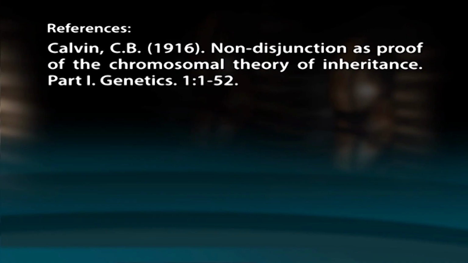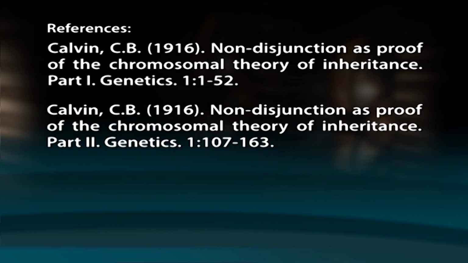I am also giving you certain references for your further reading. The first one is titled Non-disjunction as proof of the chromosomal theory of inheritance, part 1, Genetics. It is written by Calvin C.B. in the year 1966. The pages are from 1 to 52. The second one is entitled Non-disjunction as proof of the chromosomal theory of inheritance, part 2, Genetics, again authored by Calvin C.B. in the year 1916. The pages are from 107 to 163.